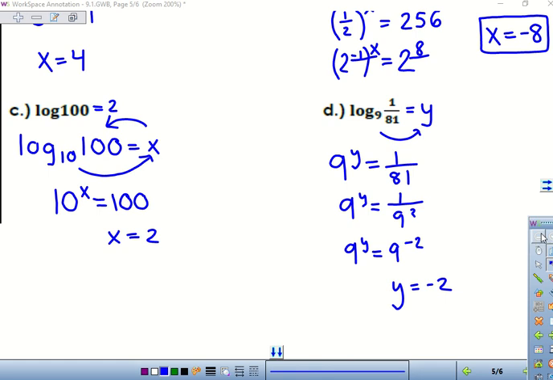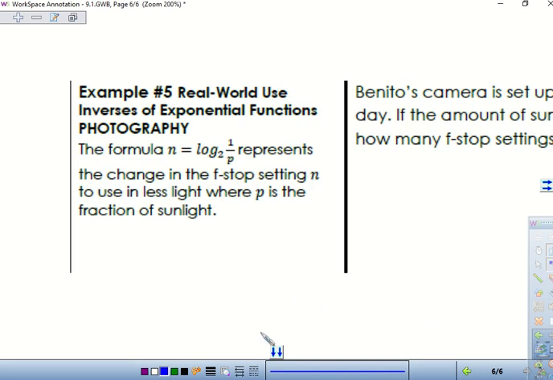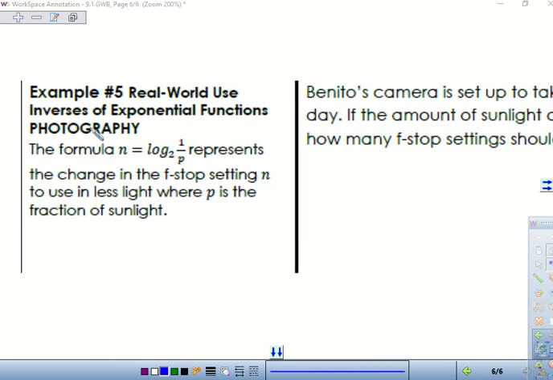Thank you. All right. Do we have any questions? Okay. So now we have one word problem we're going to do. It's not too bad, though. So it says the formula represents the change in the f-stop setting. So this is the f-stop setting used in less light, where P is the fraction of sunlight. Okay? Just P.